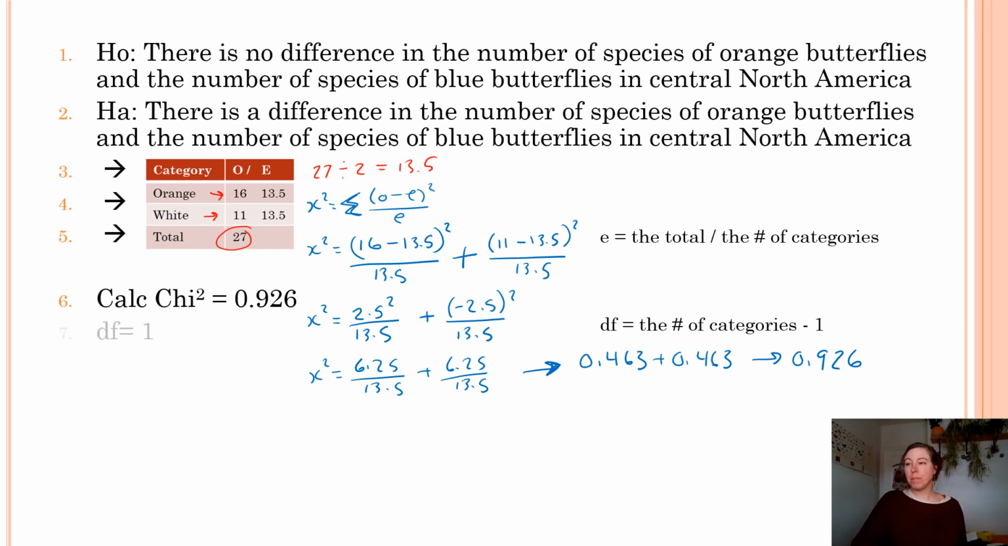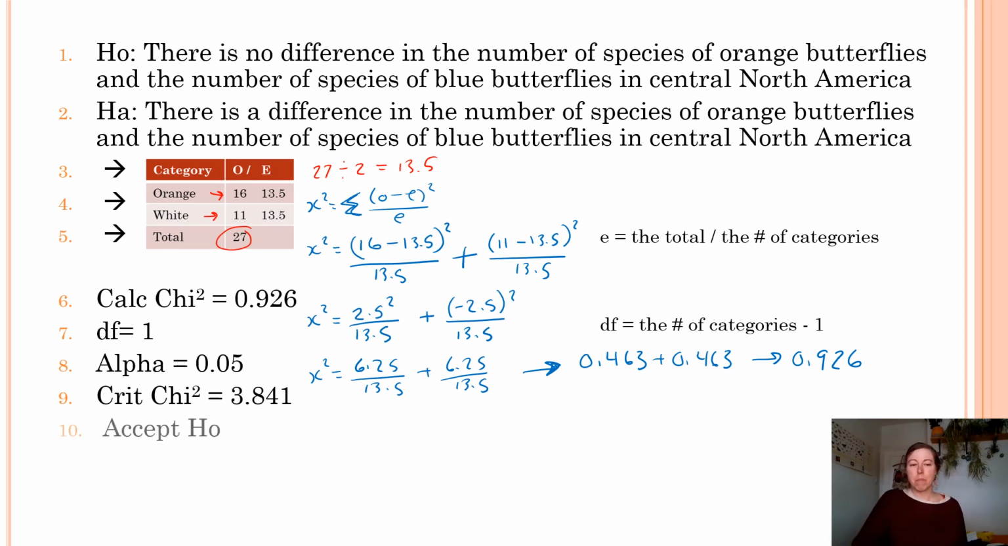Our degrees of freedom is 1 because we have 2 categories, so 2 minus 1. Our alpha is always 0.05, which means our critical chi-squared is still 3.841. Anytime your degrees of freedom is 1, your critical chi-squared is going to be in the same place. We need to do an example that has more than 2 categories. So it means we're going to accept H0, right? For the same reason.